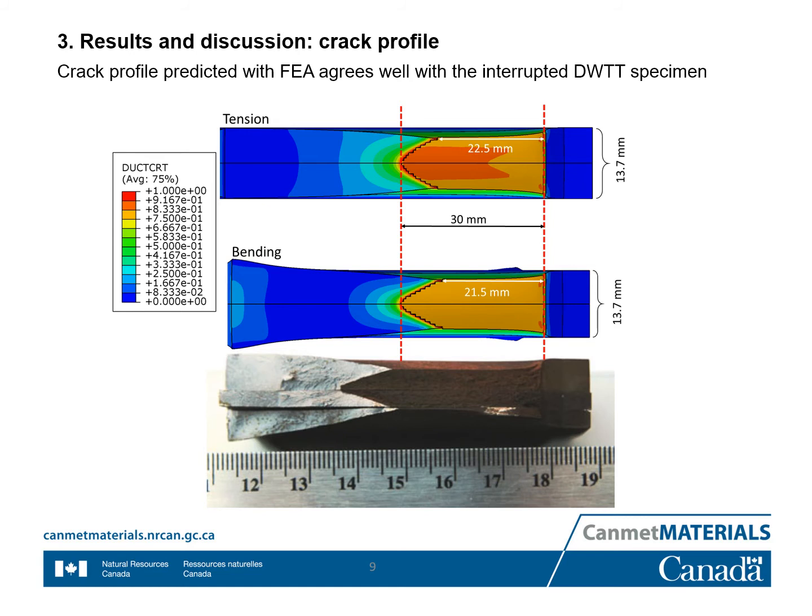On the top, we have this crack profile from the tension mode. In the middle, we have the crack profile from the bending model. And in the bottom, it is a crack profile from the interrupted bending test sample. As you can see from here, the crack profile is quite similar.